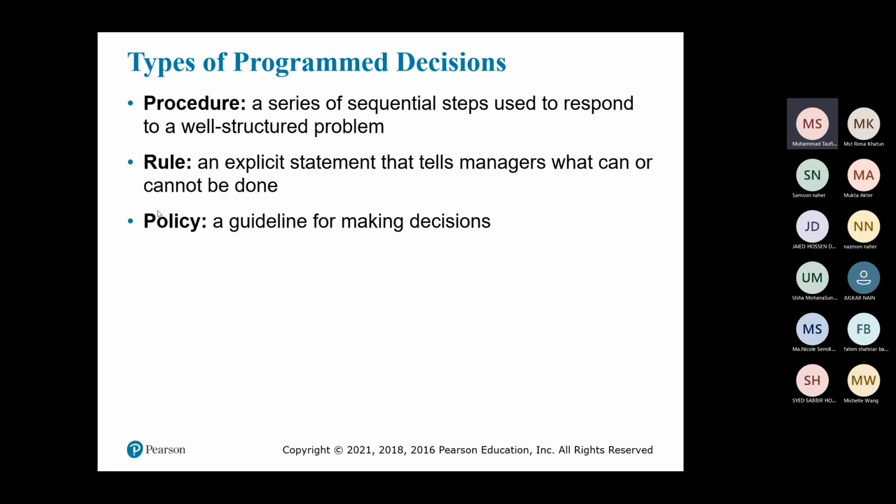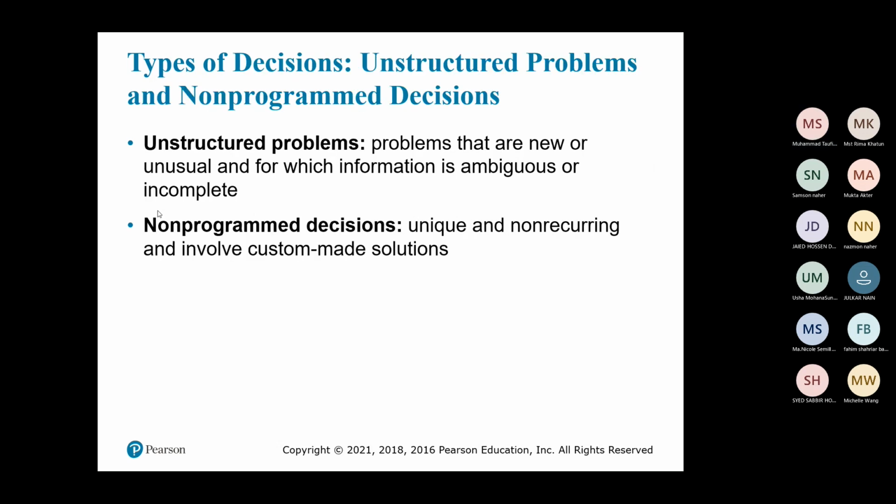So these are the three types of program decision. Either it is a procedure, a step-by-step process of what you should do to solve the problem, or it is a set of rules where the boundary is stated for when you want to make the decision. And then we also have policy. Policy is a guideline, an instruction on how you want to make the decision. So we already have the structured problem.